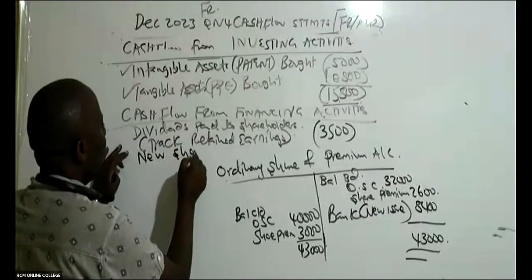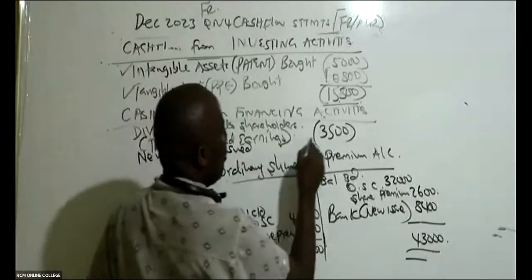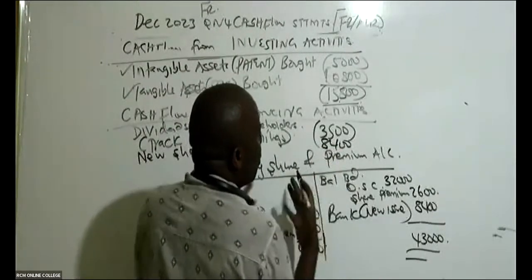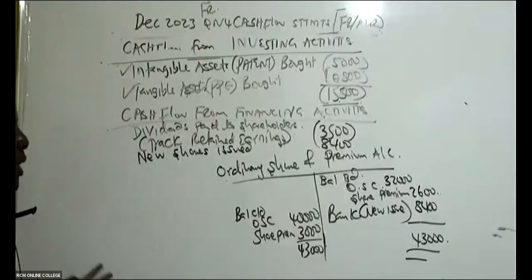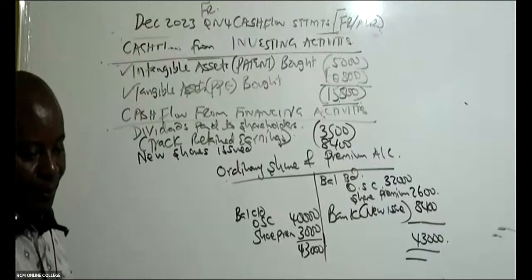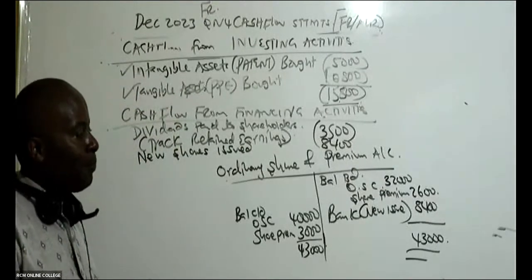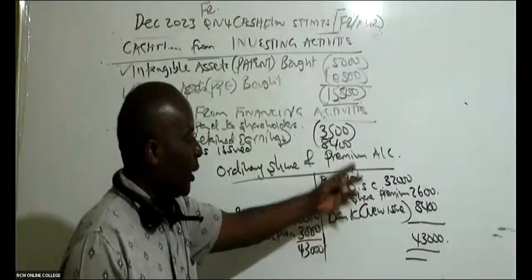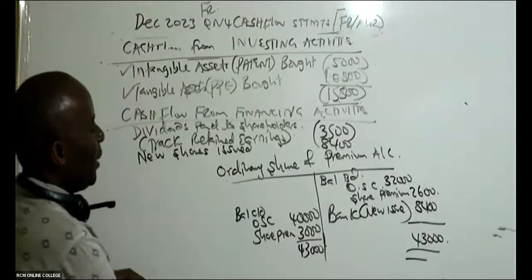New shares issued. So new shares issued, we have 8,400 positive because we received the money. That's why we credited this account and then we debit our bank. Now from there, ladies and gentlemen, track your debt.